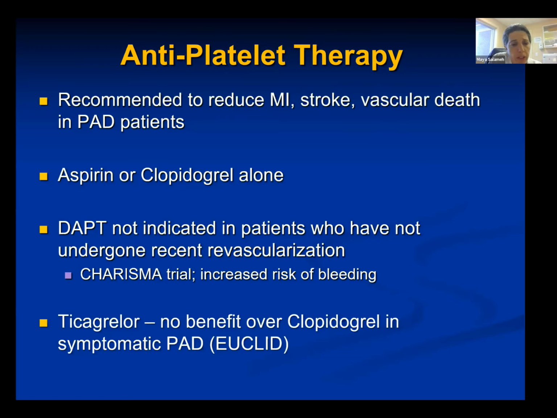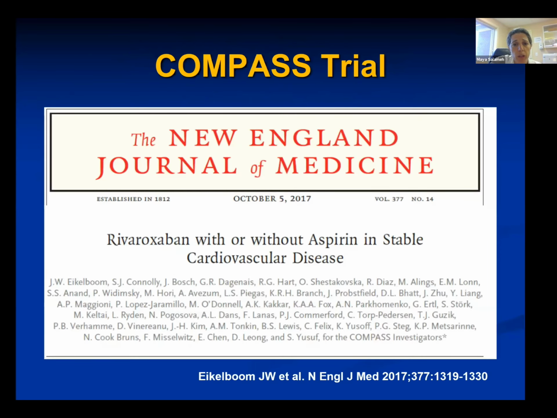For example, ticagrelor is actually a more potent antiplatelet than Plavix, but when it was studied in the EUCLID trial, there was really no benefit over clopidogrel in terms of lowering event rate in PAD patients. So this suggests that maybe there are other thrombotic mechanisms at play in these patients. And this sort of opened the door to investigating the direct oral anticoagulants in PAD patients to reduce their cardiovascular risk. So this is what the COMPASS trial was about.